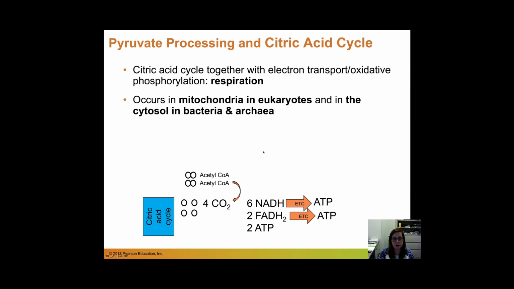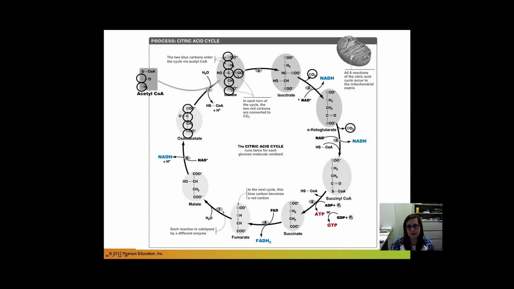And this again occurs in the mitochondria in eukaryotes and in the cytosol in bacteria and archaea, okay? And then here's the CO2 for every 1 turn that comes out. And then here's the NADH and the ATP and the FADH and the NADH that's made as this cycle turns around. Okay, so we're going to walk through all of this.